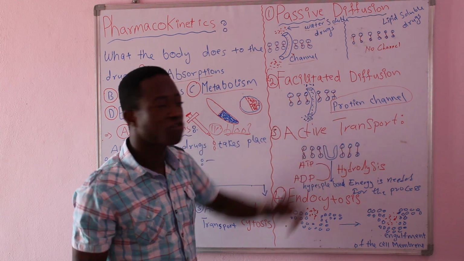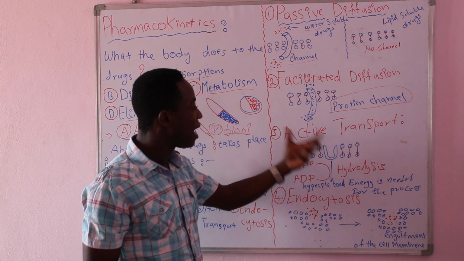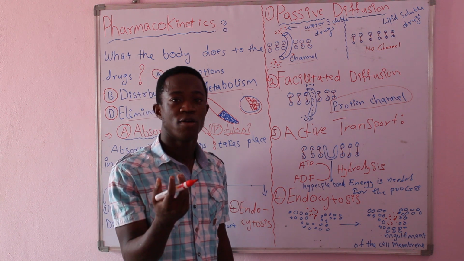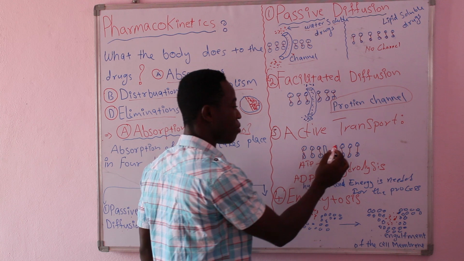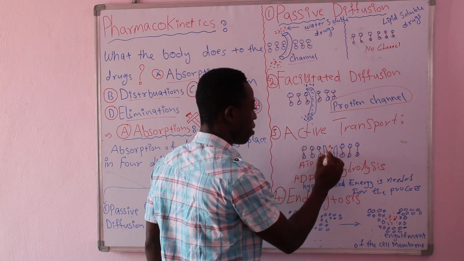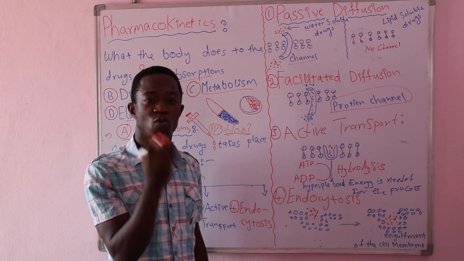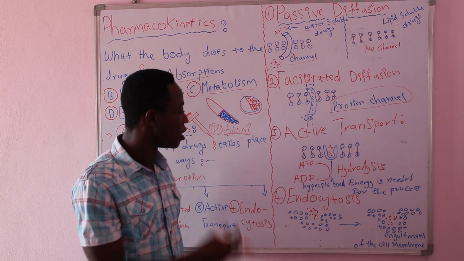So we look at active transport. Under active transport, energy is required for the drugs to cross the cell membrane. It requires energy. So what happens?